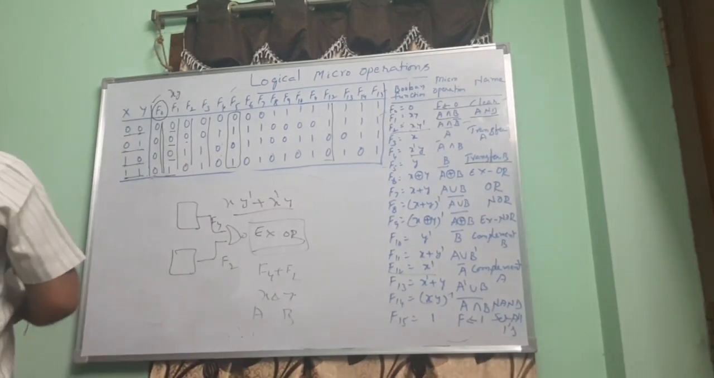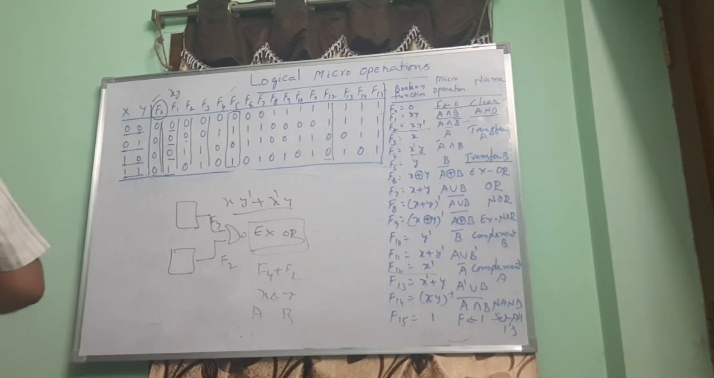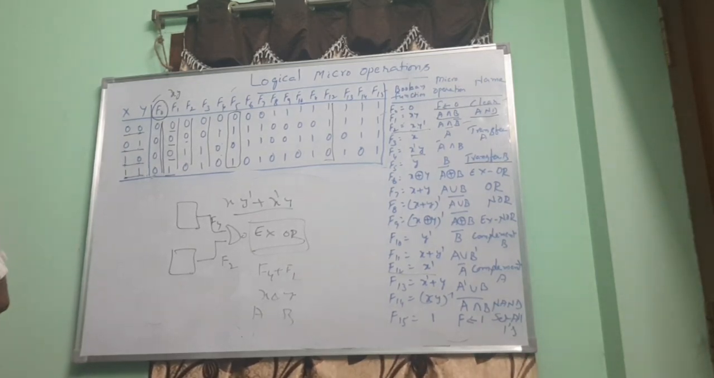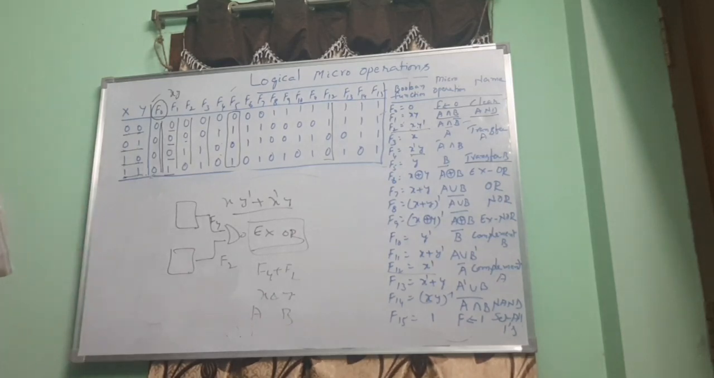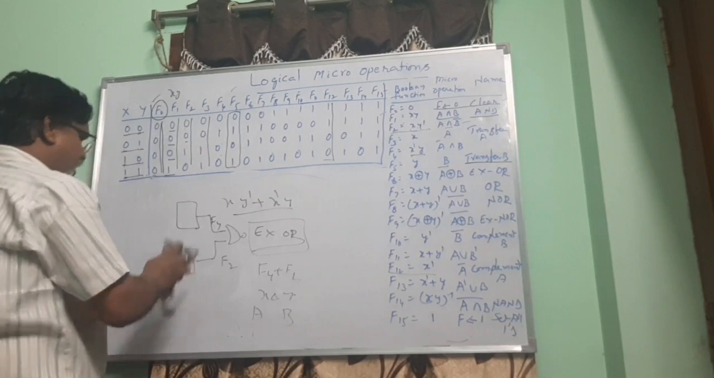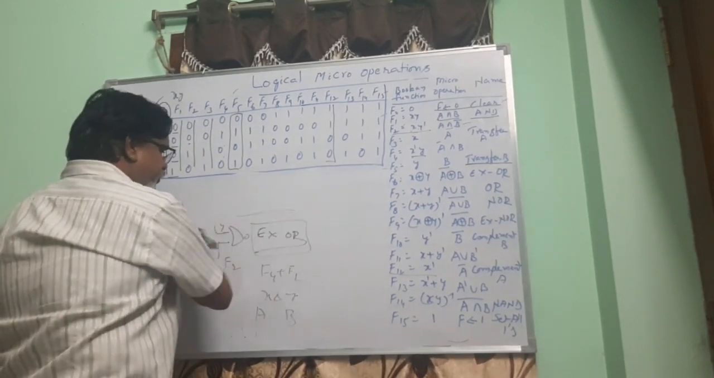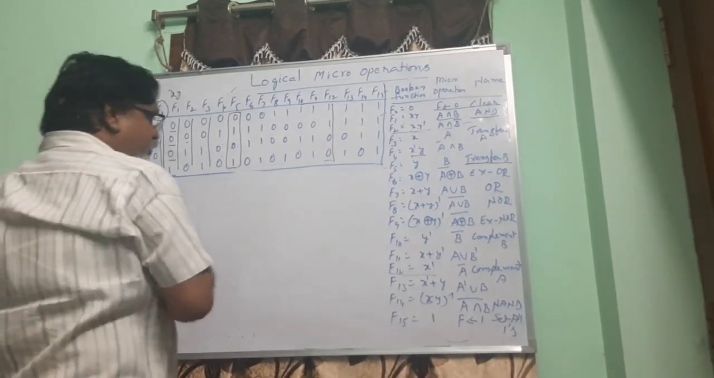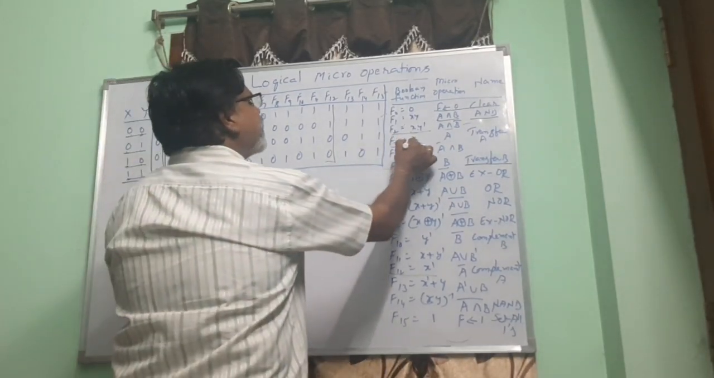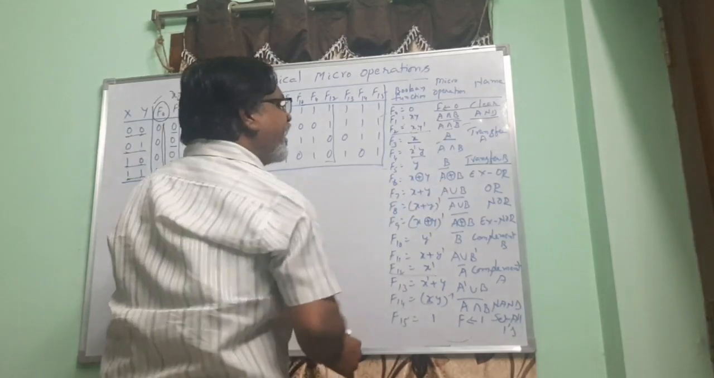A and B only. So like this, even though directly F2 and F4 don't have any meaning, indirectly they are helpful in performing the exclusive OR operation. Now you see F3, which is nothing but transferring A directly.